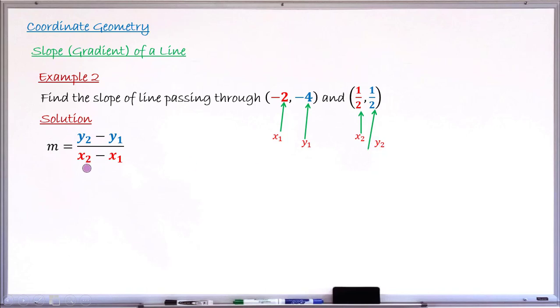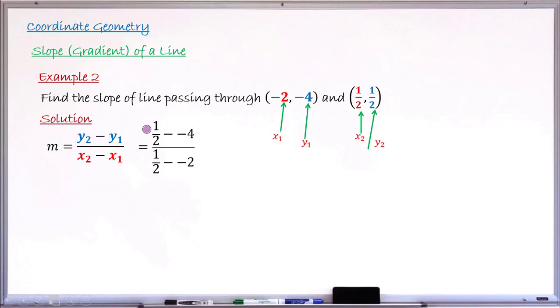So substituting in this very formula, you now have 1 over 2. That is your y2. Look at it here. This is your y2. Minus 4 is your y1. Look at it, y1. And this is your y1 from this question. Divided by 1 over 2, your x2, minus minus 2, which is your x1.